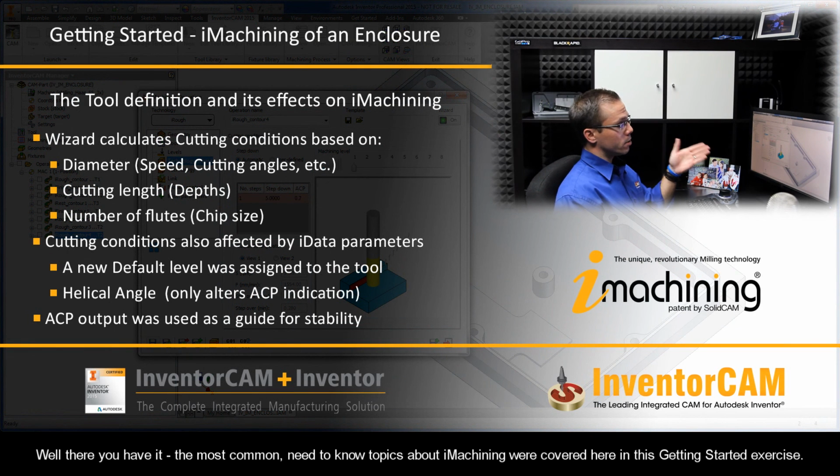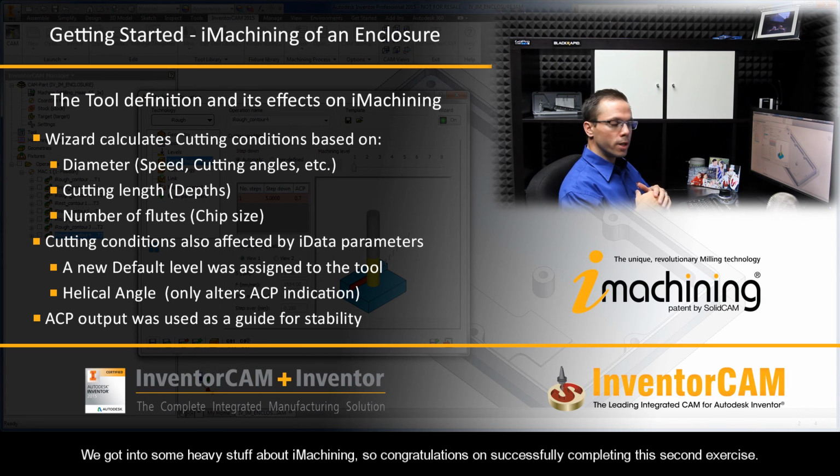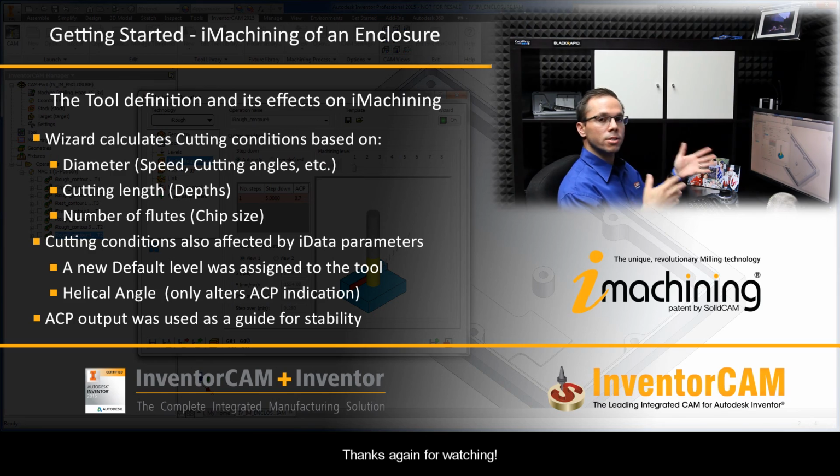Well, there you have it. The most common need-to-know topics about iMachining were covered in this Getting Started exercise. These topics included things like adding a new machine and material to the iMachining database, an in-depth look at the wizard, using the IRES technology type, and the tool definition in conjunction with ACPs. We got into some pretty heavy stuff about iMachining, so congratulations on successfully completing this second exercise. And thanks again for watching.